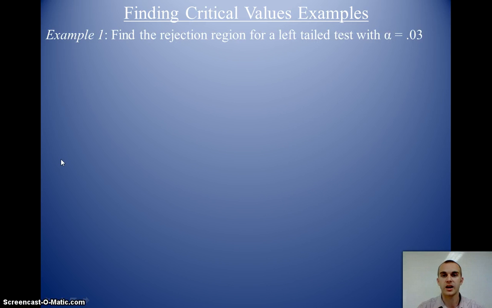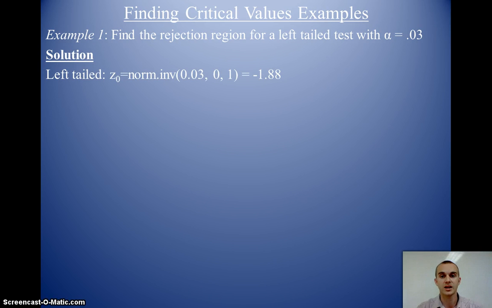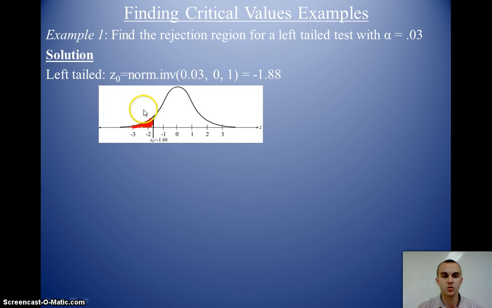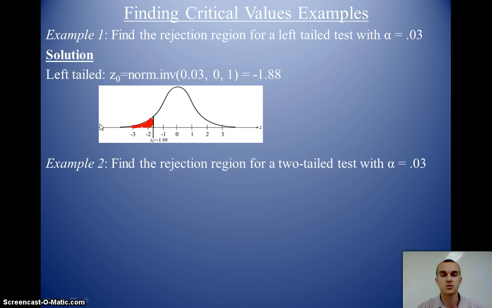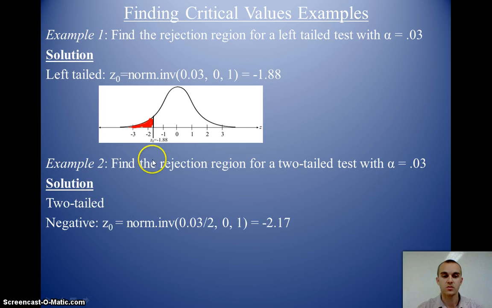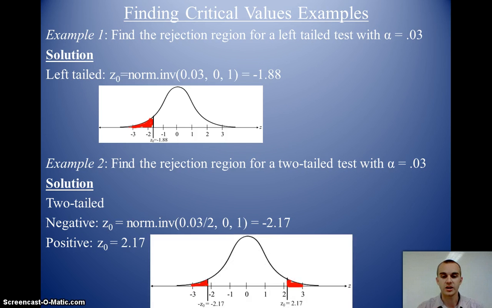For example, if I had a left-tailed test with an alpha of 0.03, I plug that into the formula and find that the z critical value is negative 1.88. I plot that on my bell curve and shade to the left. So anything in the red would be part of the rejection region. If I did a two-tailed test at 0.03, then I would take the value of the norm.inv and do 0.03 divided by 2. That'll give me the negative, or the lower bound tail critical value, and then the positive will be the upper bound critical value. And then I shade my tails.